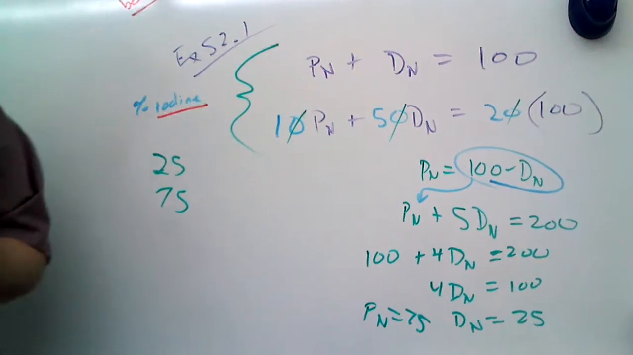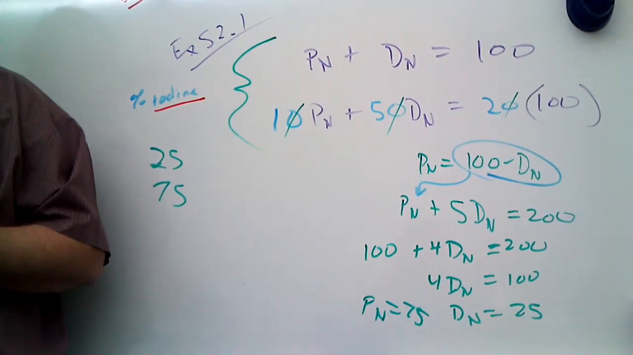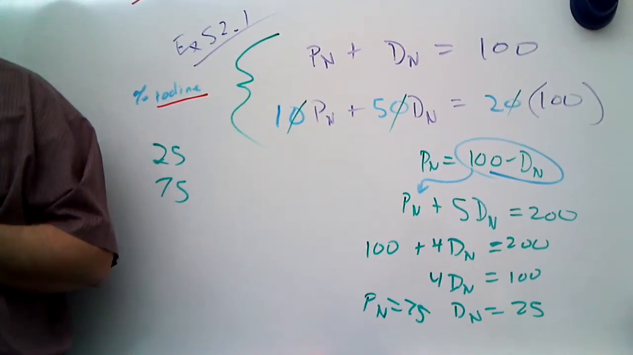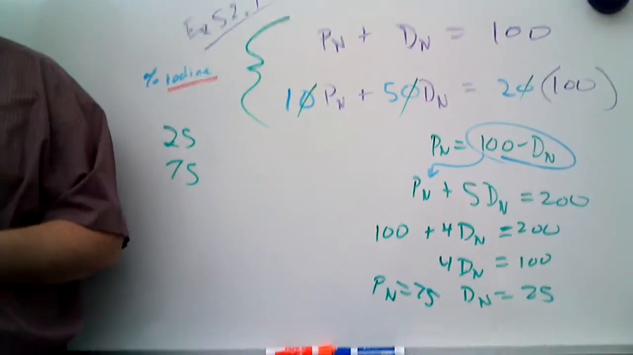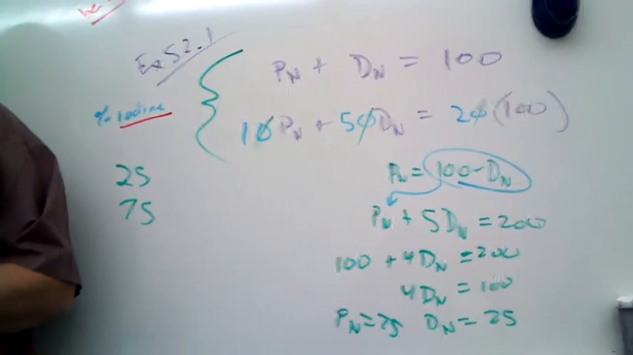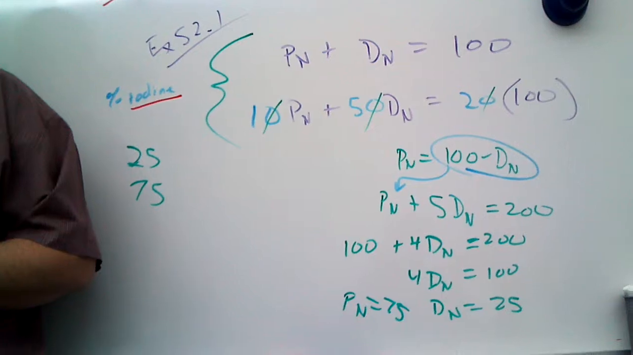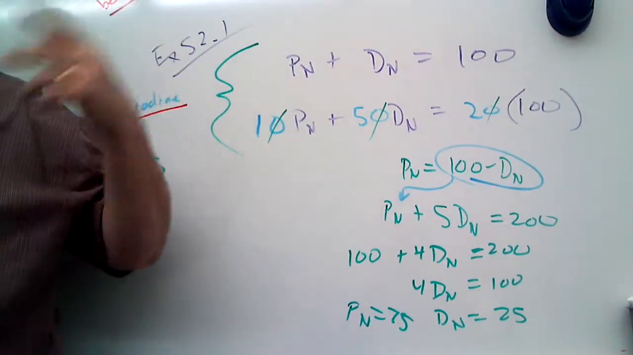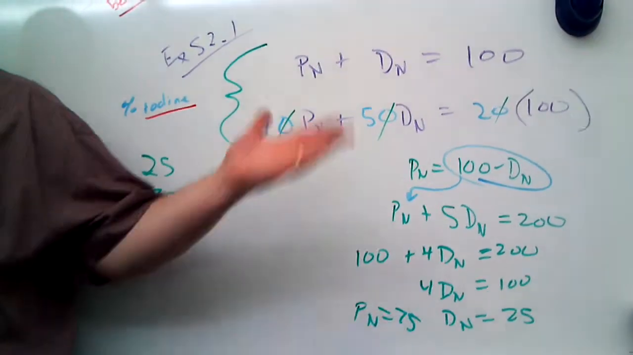Have I been clear in my answer now? No. Which one's which? Well, Patrick is 75 and Diana is 25. But here's the thing. What if I called Patrick Diana and Diana Patrick while I was working the problem?